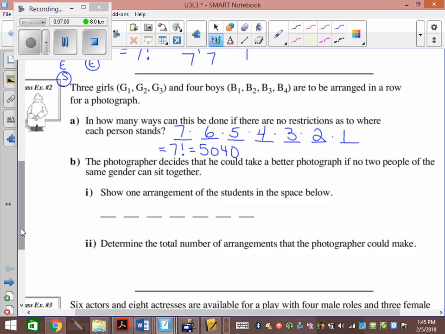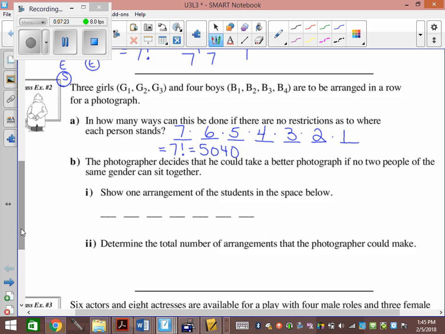The photographer decides that he could take a better photograph, or photograph, that's my Saskatchewan slang, photograph, if no 2 people of the same gender can sit together. Okay, we don't want to sit any people of the same gender together.